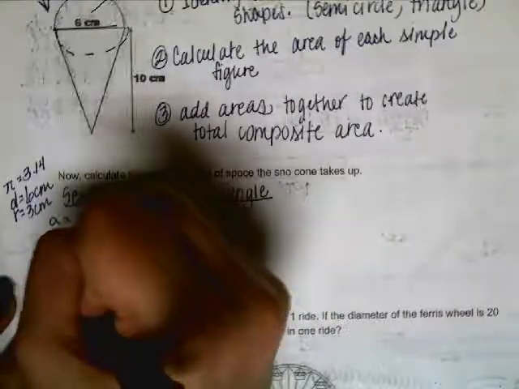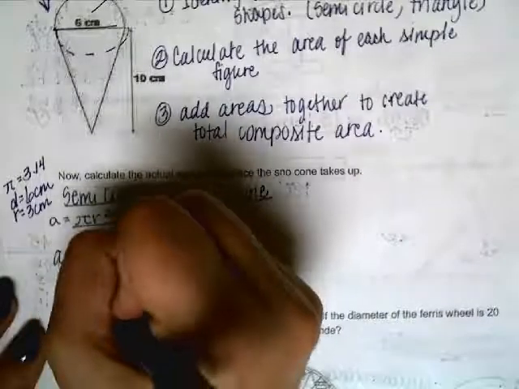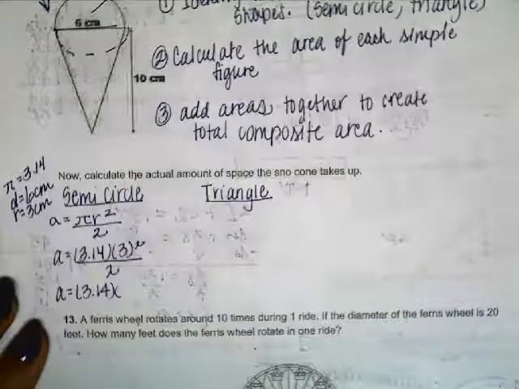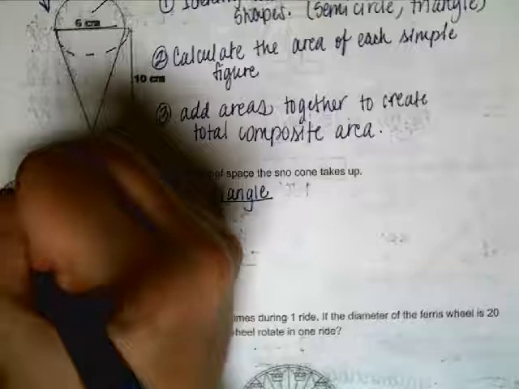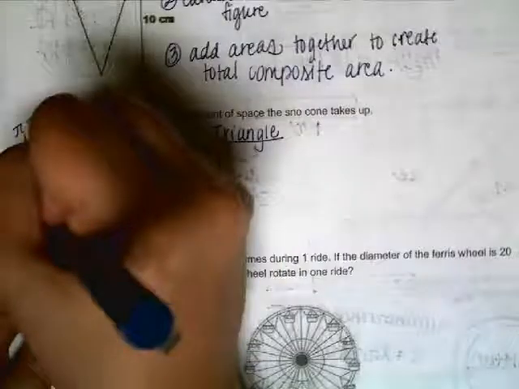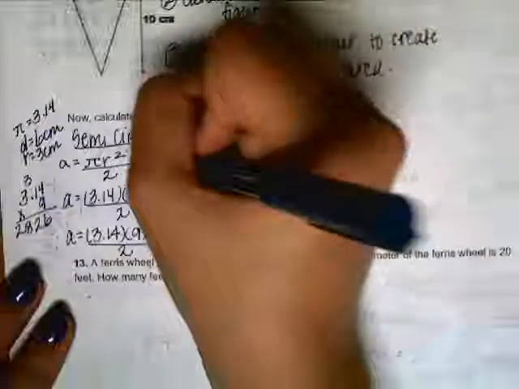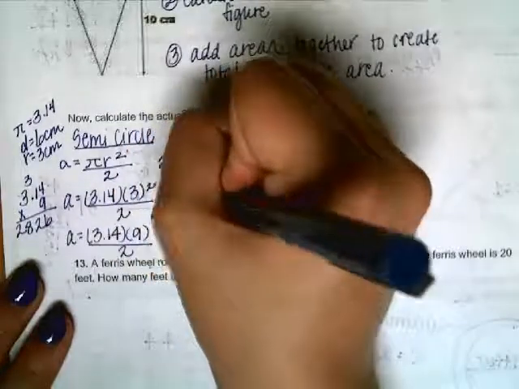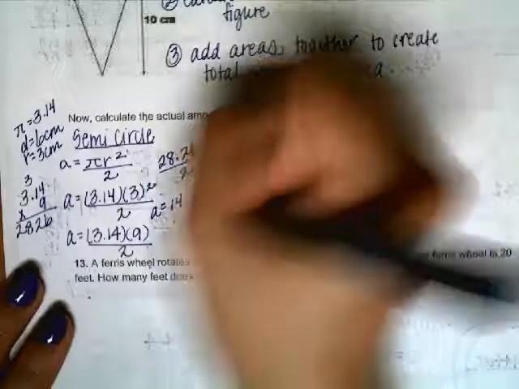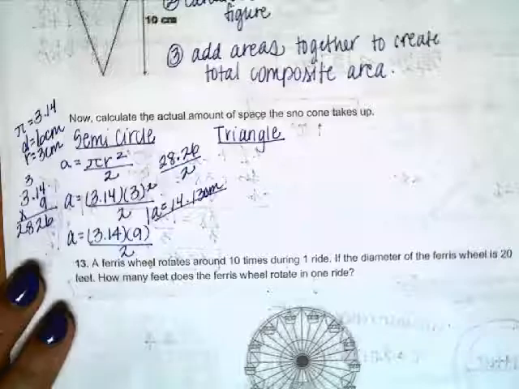Next step is to do your squared part, 3 squared, which is 9. Now we need to multiply 3.14 times 9. And you get 28.26, but we still need to divide by 2. When we do that, we will get 14.13 centimeters. So that's the area of our semicircle.